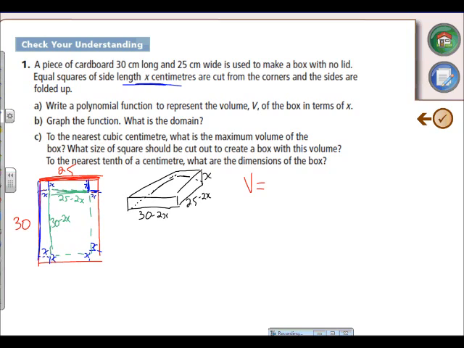Well, volume is equal to length times width times height. So our length, we're saying, is 30 minus 2x. Our width, 25 minus 2x. Our height, x. Doesn't matter which order we write these in at all. So 30 minus 2x, 25 minus 2x, and an x.